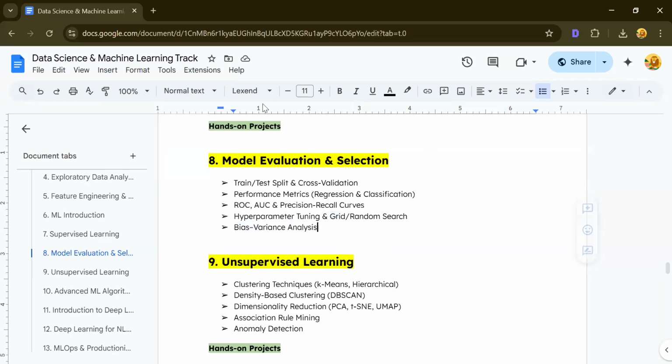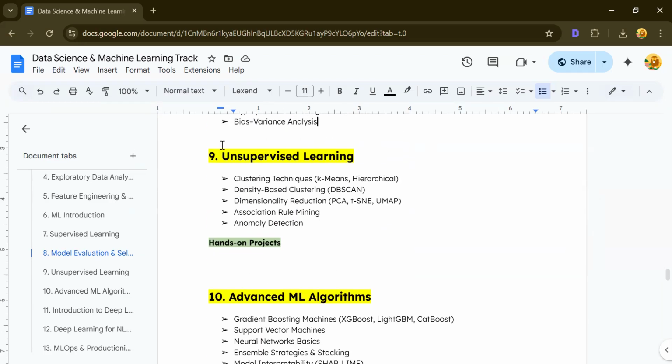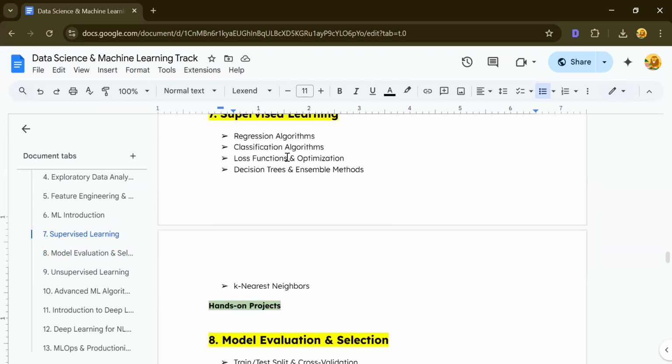And again, the bias variance analysis to understand our model behavior. Next, it's unsupervised learning. Here we talk about how models try to cluster data, because here we don't have target variables to learn from. We just have data. We don't know what to predict, right?